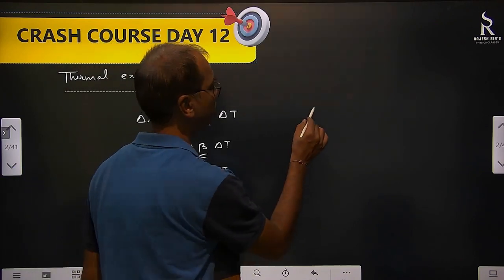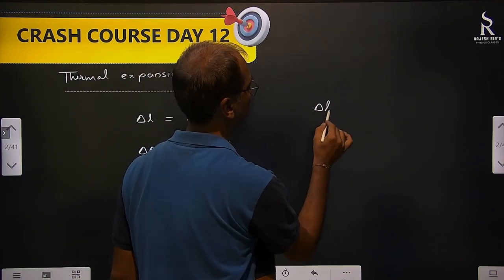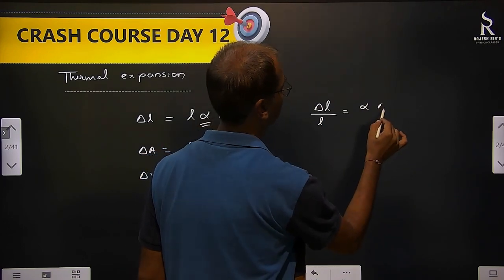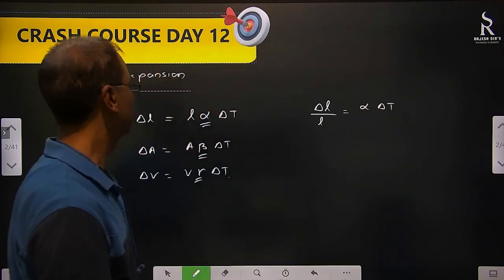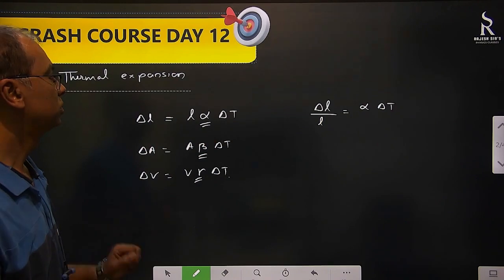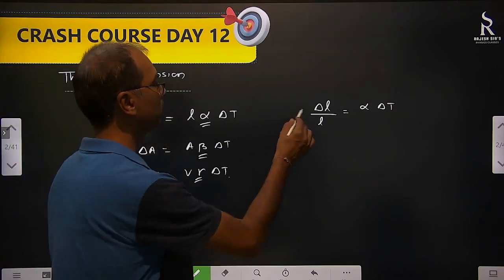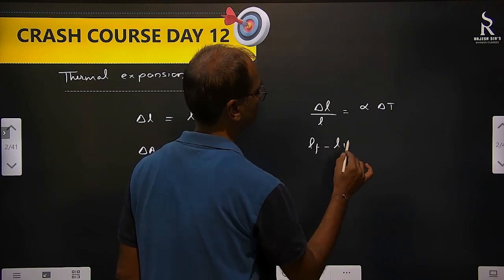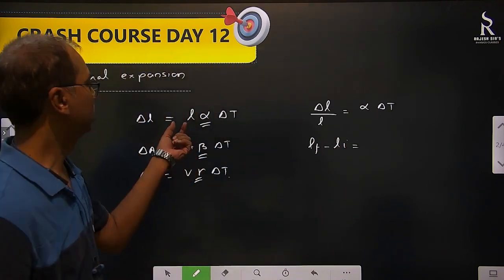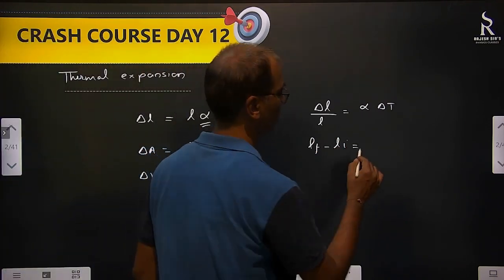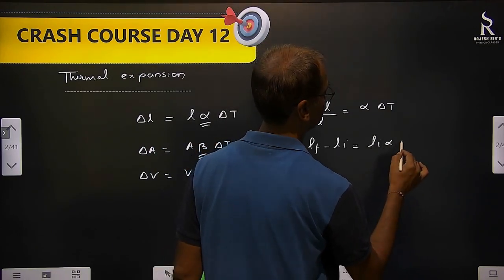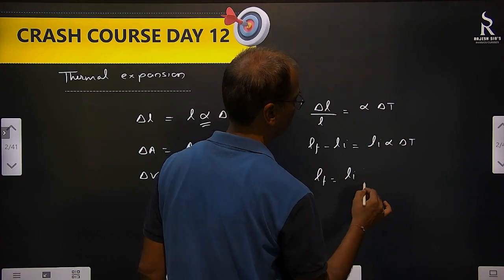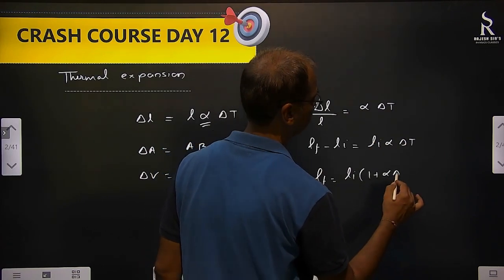So delta L by L is equal to alpha delta T. But sometimes they ask you for the final length. Now, delta L is basically what? Lf minus Li. Lf minus Li equals Li alpha delta T. So L final is actually L initial into (1 plus alpha delta T).